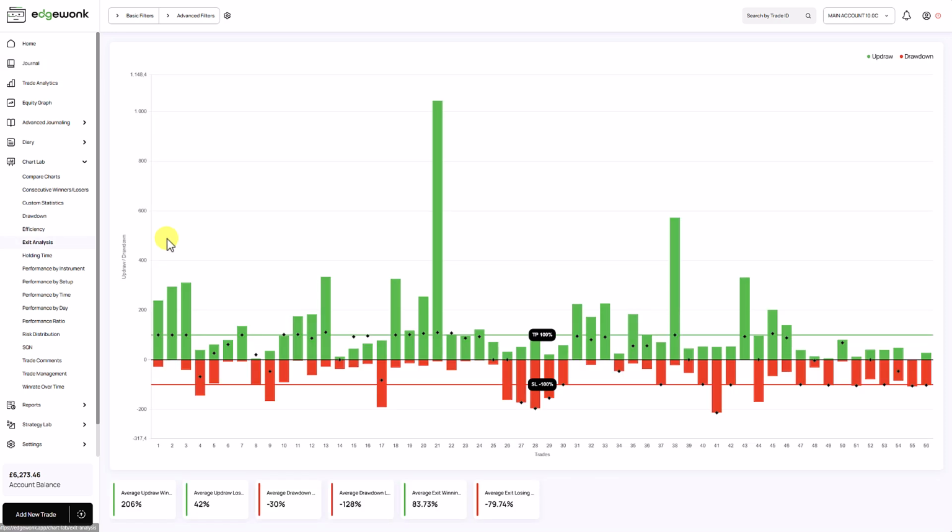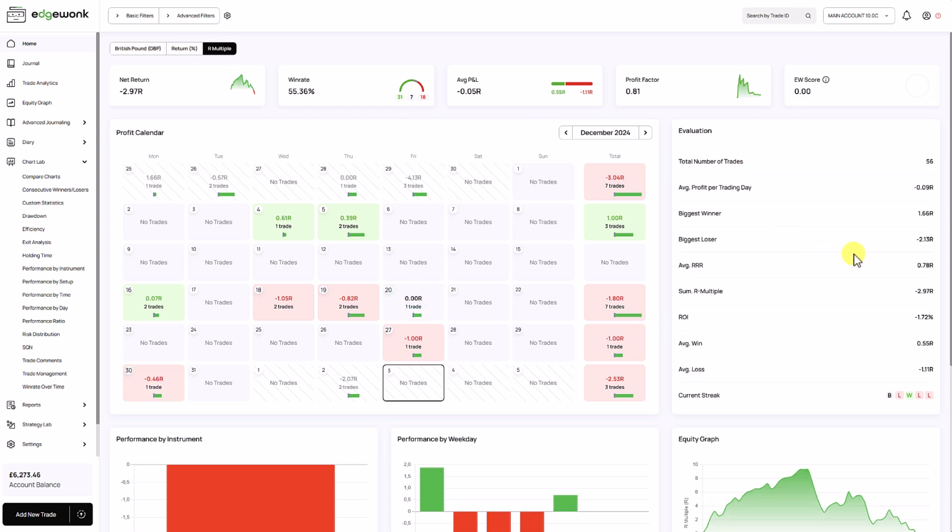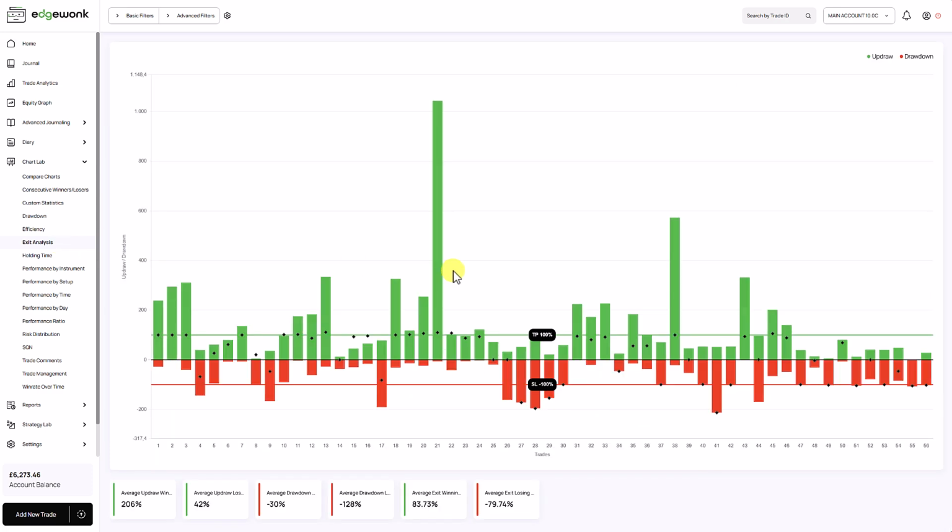I looked at the exit analysis because when you see that your average win is so small compared to your average loss, and also your reward to risk ratio is really small, one thing that you should think about is, how do you get this to a better place? How do you increase your winners? How do you get a larger reward to risk ratio? And for that, we go to the exit analysis.